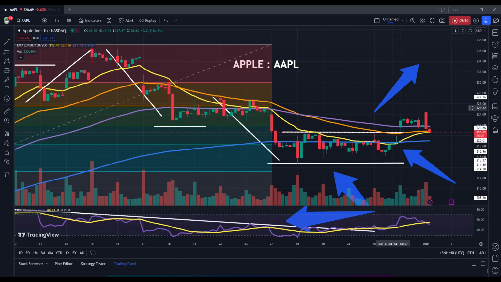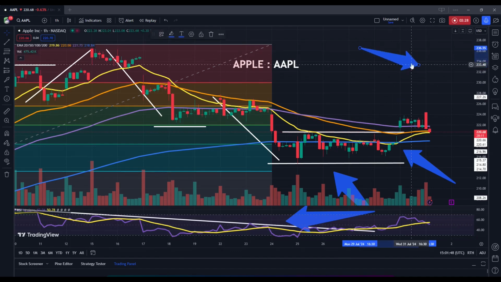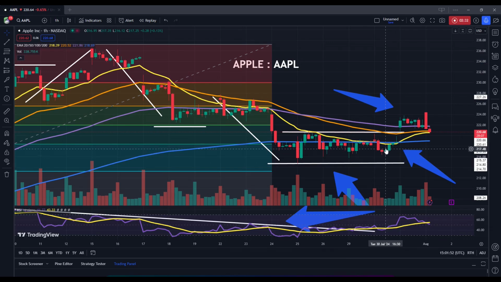We have since broken above the exponential moving average cluster, so this is a bit of a bullish event here. But if we do see negative earnings release figures here at the end of the trading session today, it is quite possible that we fall back inside of this trading range.